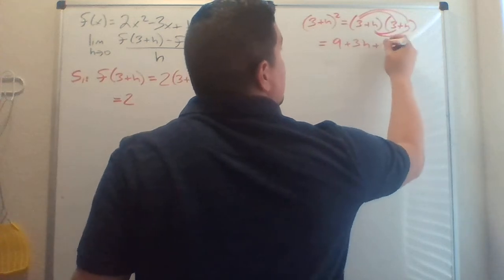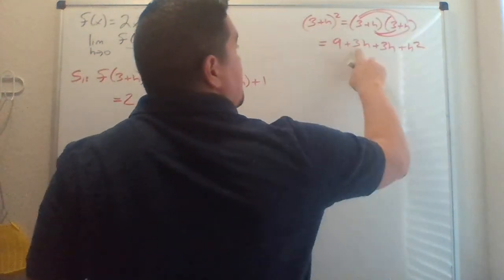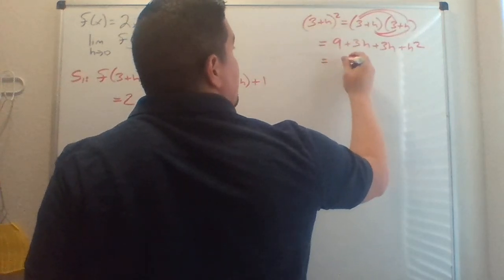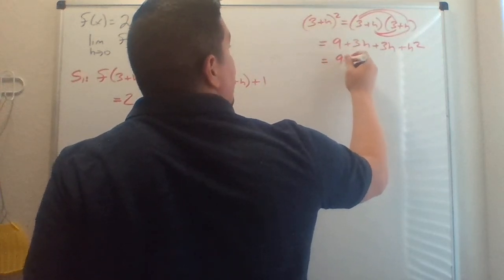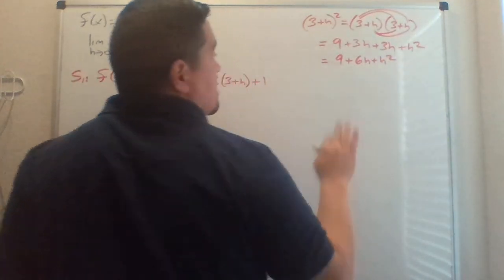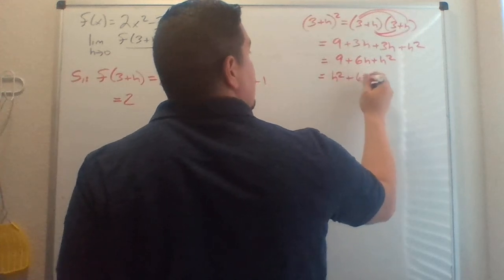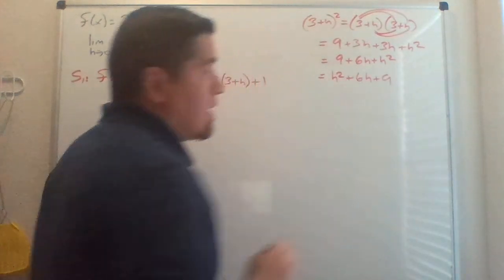H times 3 is 3h, h times h is h squared. 3h plus 3h adds together, so you end up with 9 plus 6h plus h squared, which usually we don't write in that order. We usually write it in the other order: h squared plus 6h plus 9.